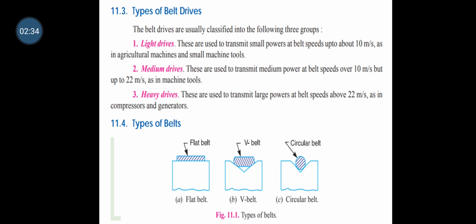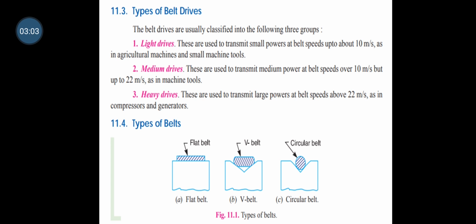And the next topic is the types of belt drives. There are 3 different types based on light drives, medium drives, and heavy drives. Light drives are used to transmit small power at a belt speed up to 10 meters per second. It is applicable in agricultural machines and small machine tools.